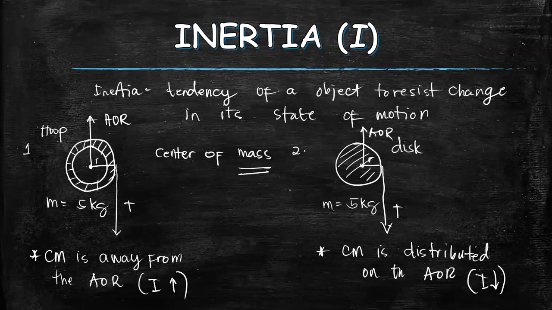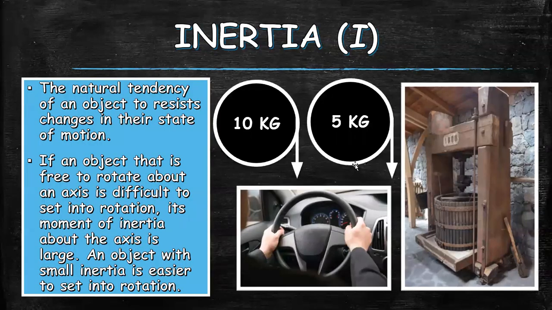Okay, so inertia is the natural tendency of an object to resist change in their state of motion. If an object that is free to rotate about an axis is difficult to set into rotation, its moment of inertia about that axis is large. Okay, so ito yung sinabi natin, free to rotate about that axis, okay, it's difficult to set in rotation, so its moment of inertia about the axis is large. An object with small inertia is easier to rotate or set in rotation.